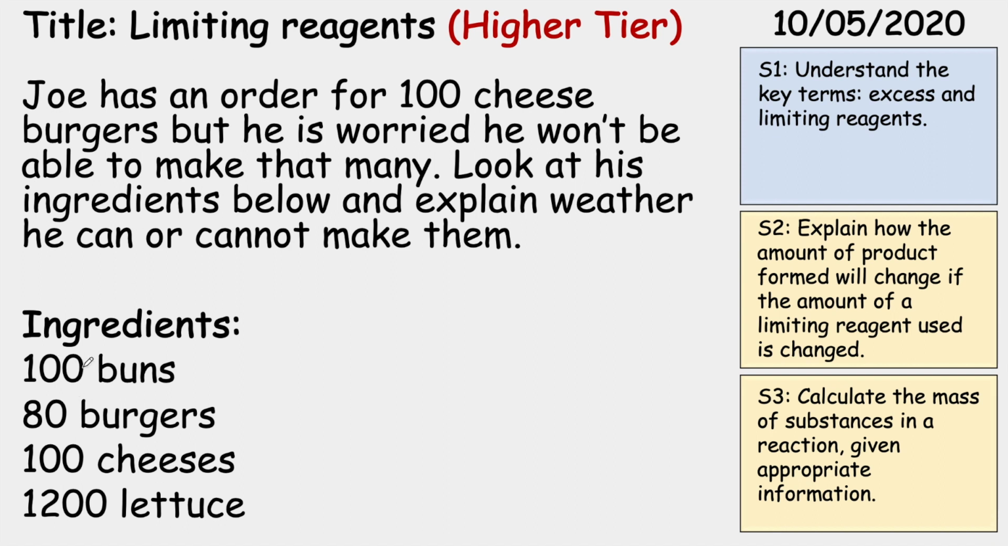So Joe has 100 buns, so he has enough buns to make the 100 cheeseburgers. He has 80 burgers. He doesn't have enough burgers to make the 100. He has enough cheeses, and he has way more lettuce than he needs. So in chemistry terms, we say that the burgers are the limiting reagent. They're the things that are stopping him making his cheeseburgers. There's also another phrase which we use in chemistry called excess, and that means a thing we have way too much of, in this case the lettuce.